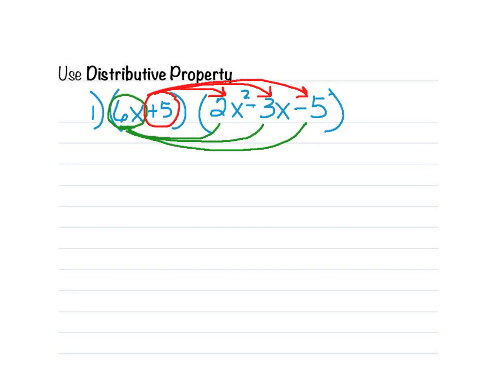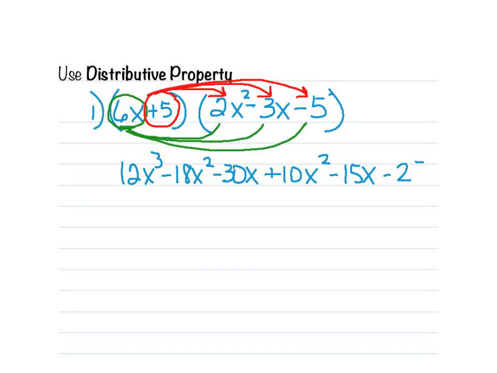Okay, here we go. Let's multiply. 6x times 2x squared is 12x cubed. 6x times negative 3x is negative 18x squared. 6x times negative 5 is negative 30x. Now let's distribute the positive 5. Positive 5 times 2x squared would be positive 10x squared. Positive 5 times negative 3x is negative 15x. Positive 5 times negative 5 is negative 25.